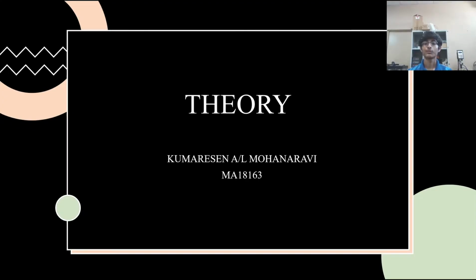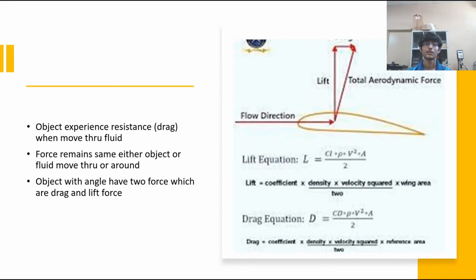Hello, my name is Kumarisan Analaki Mohana Ravi. My matrix number is MA18163. And now I'm going to explain the theory of the experiment. When a fluid moves through an object, the object will encounter resistance or drag force, which keeps the object from moving along its trajectory or direction. The force remains the same, either if the object goes through the fluid or the fluid goes around the object.